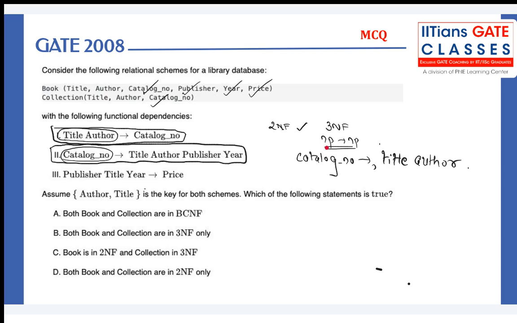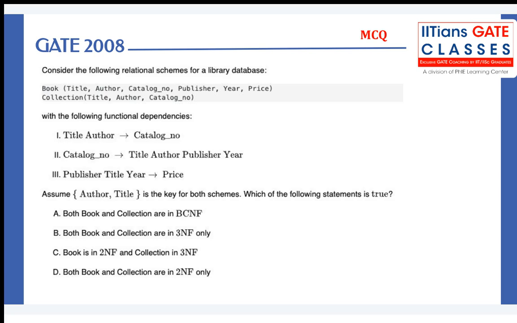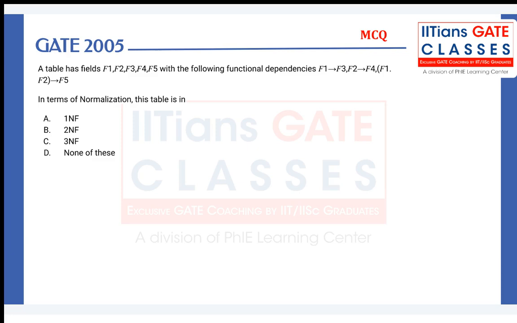Now you check for BCNF. What does BCNF say? That the LHS should be a super key. Look at the second functional dependency. Is LHS a super key? So this is not in BCNF. Which option is correct? Book is in 2NF, collection is in 3NF. Option C. Let's go to the next one. I think I accidentally copy pasted it again. So this is the same question. Yeah. So this is simple.